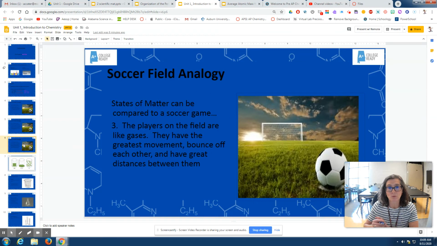And then the last one would be the soccer players. The actual soccer players on the field would be like gas particles. They have the greatest amount of movement. They are running up and down that field hundreds of times during a game. They're bouncing off of each other. They're going in what appears to be random directions, and they have the greatest distance between them. So those would be our gas particles. Okay, so just think about that as an analogy for the three states of matter.